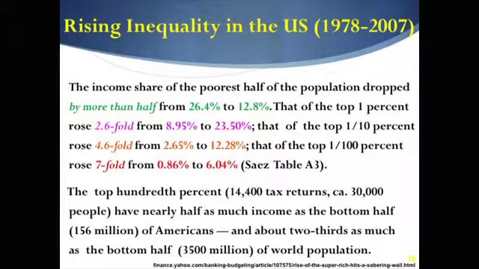Now, the top 100th of 1% of the US population, just to give you a sense, that's 14,400 tax returns, roughly 30,000 people in those households. And these 30,000 people have now nearly half as much income as the bottom half, as you can see at the top. And they have roughly 2/3 as much income as the bottom half of the world's population. So 30,000 people on the one hand, 3.5 billion people on the other hand. And the former have roughly 2/3 as much income as the latter.